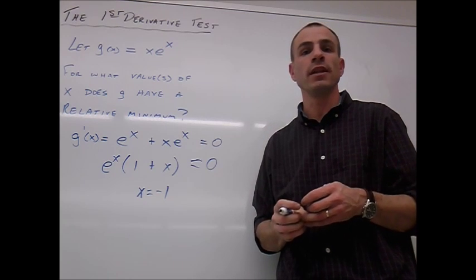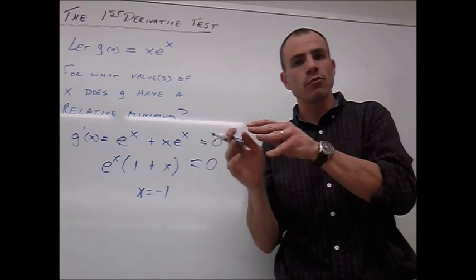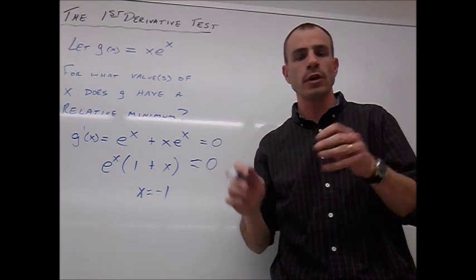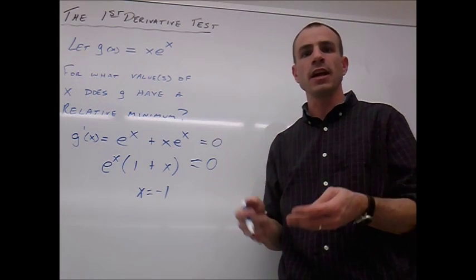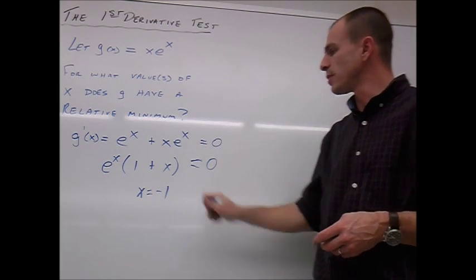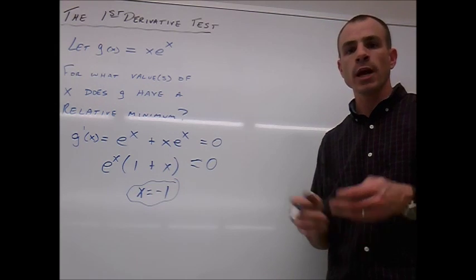It never equals 0. E to the x, remember, that's our graph that goes up like so. Okay, but it never reaches the x-axis no matter which way we go. The graph of e to the x is always above the x-axis. E to the x is always positive. Never equal to 0. This is our only critical number. Okay, so now what do?